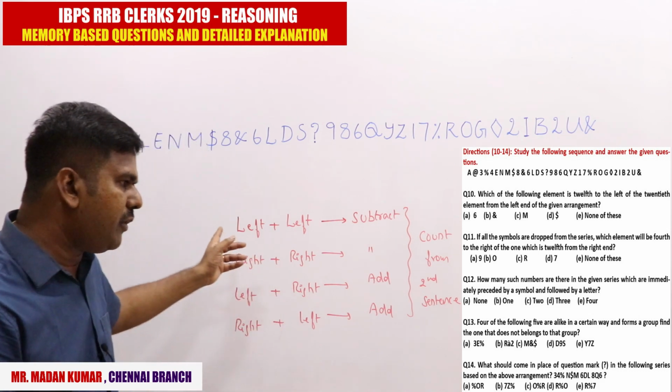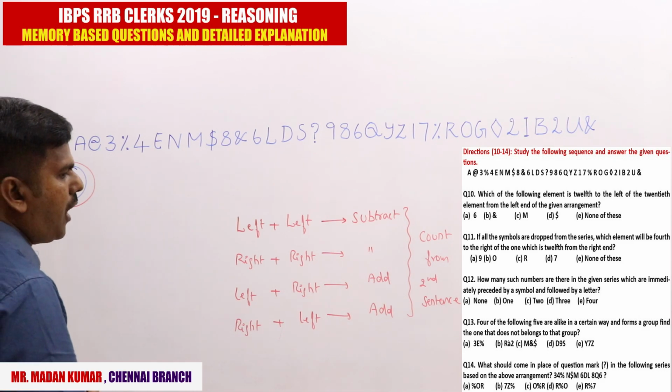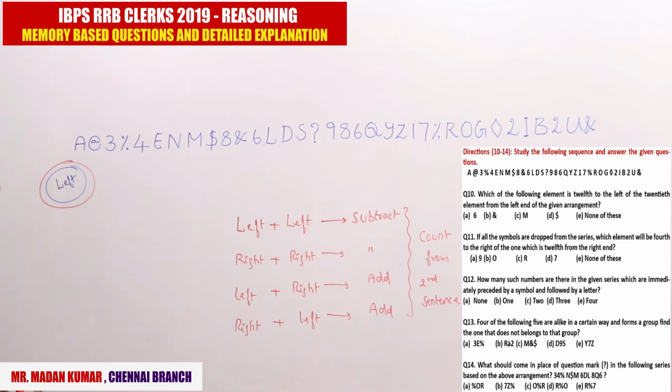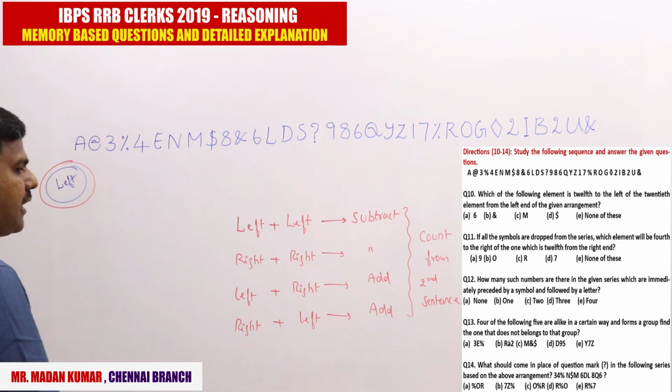Clear? So come to the next one. What is the next one being given? If all the symbols are dropped from the series, which element will be fourth to the right of the one which is 12th from the right end? Now what is being given?